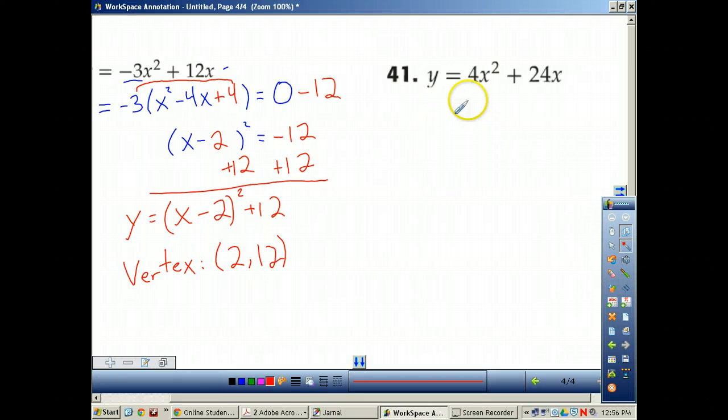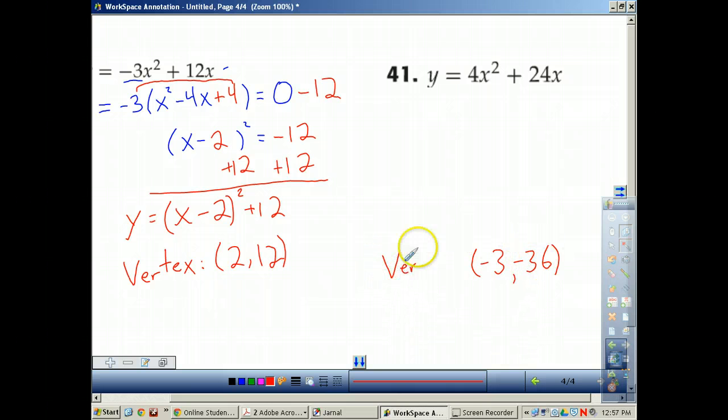Alright, what did you get for the vertex on this? What did it come out to? Negative 3 and negative 36, yes. Check yours real fast if you didn't get it. See if you can find why.